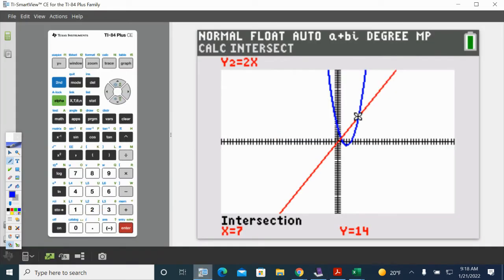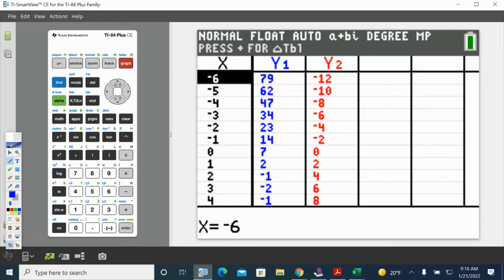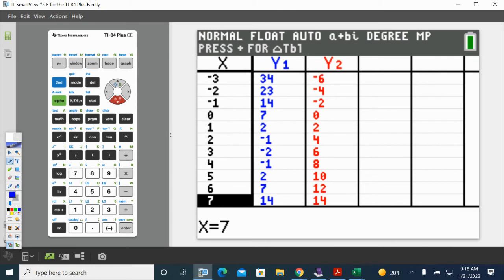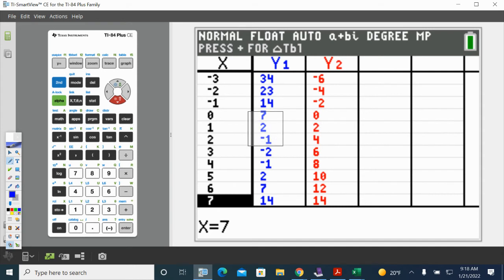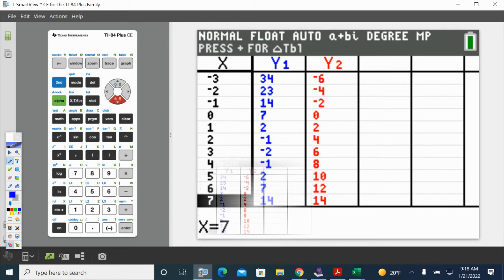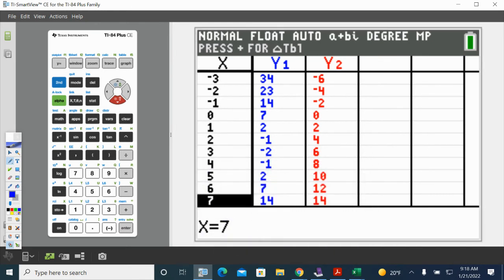Another way to find those answers is to look at your table of ordered pairs. So I'm going to hit second graph. Now we know that the answers already are 1, 2. And if you look here, the way to tell that the answer is that the blue and the red numbers match. So 1, 2 on the blue line and 1, 2 on the red line are the same. That means that they hit each other at 1, 2. And the other one is 7, 14. And again, that's easy to see because the blue and the red match.